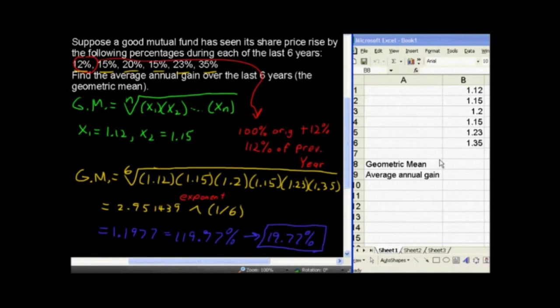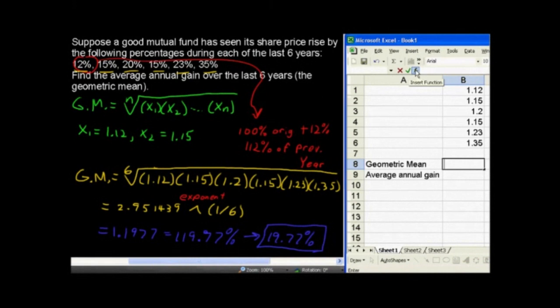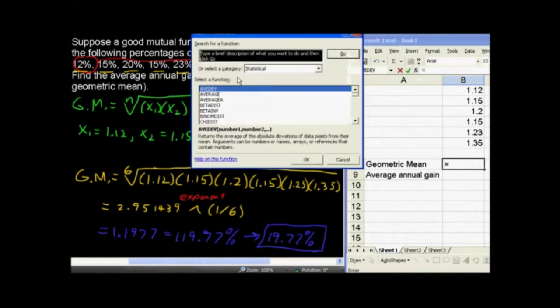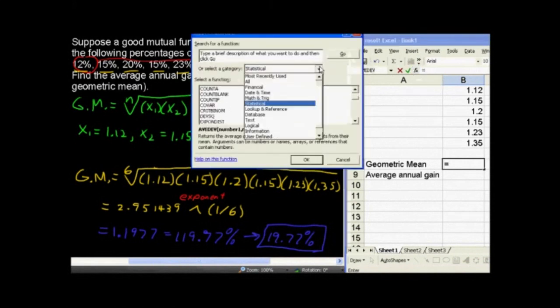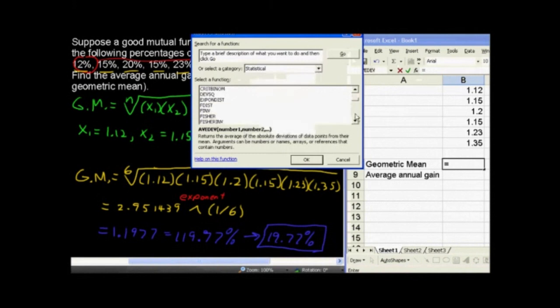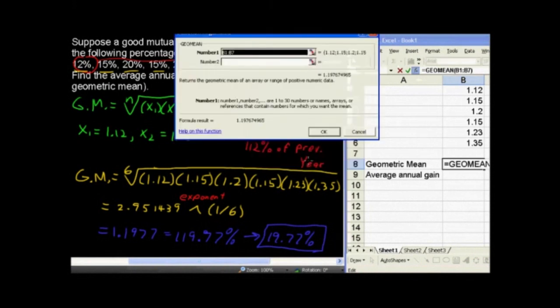All right, in Excel, I've got the numbers already written down here, the 1.12 and so on. The formula is actually geomean. So you would type in equals geomean. But in case you forgot that, you can go to the insert function. We're in the statistical category of functions, and we look for something that starts with a G. Here's something that looks like it, geomean. It says it returns the geometric mean. So that looks good to us.